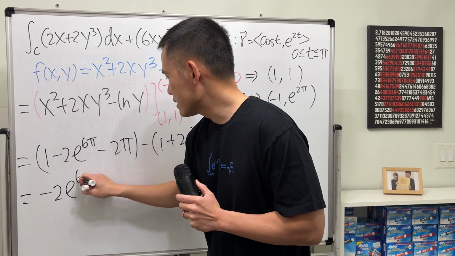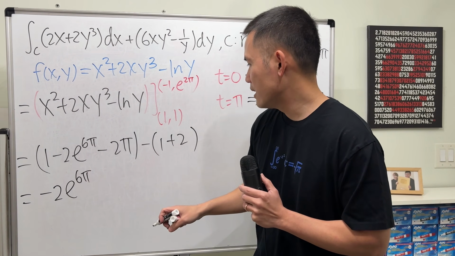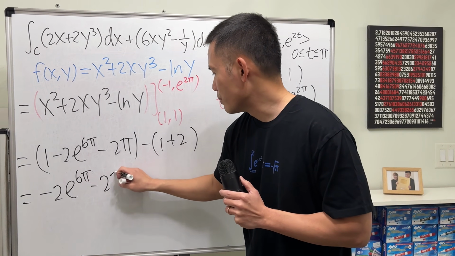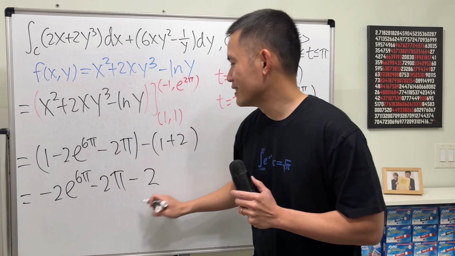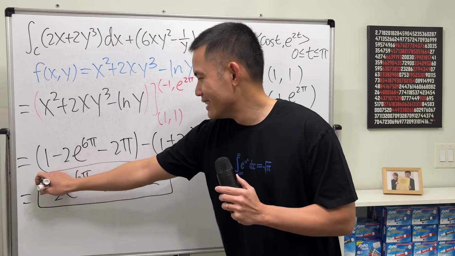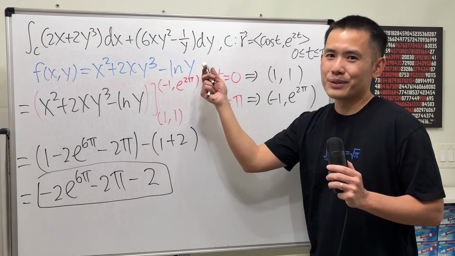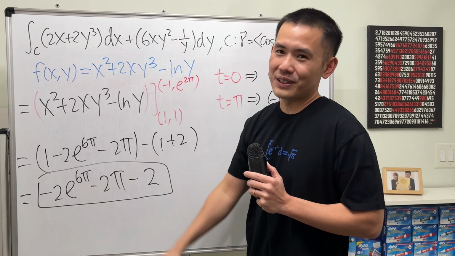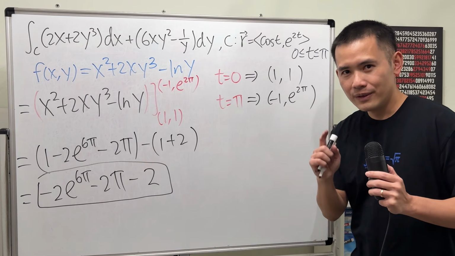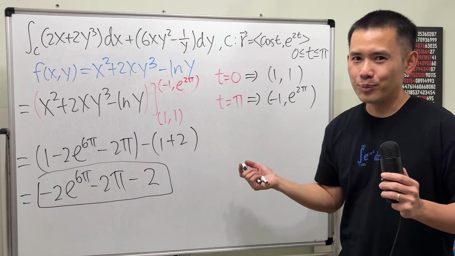-2 e to the 6 pi all the way in the front, and then -2 pi, that's 3, and then 1 minus 3 is -2. So this right here is the value of that integral. Nice and easy, under the condition that we can find such a function. That's it. Of course, the last one, it has to be the green zero.